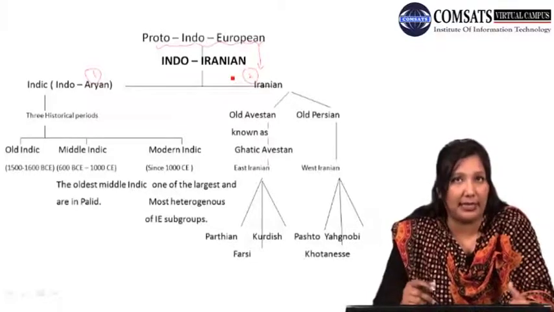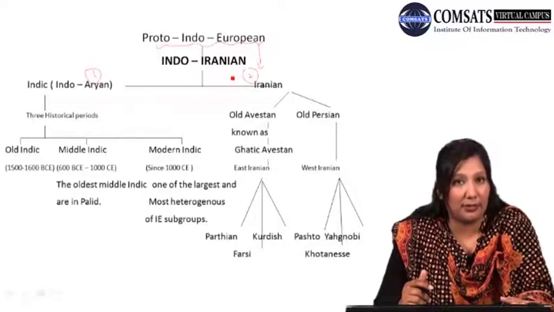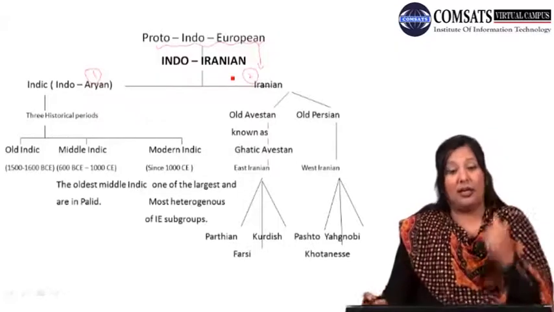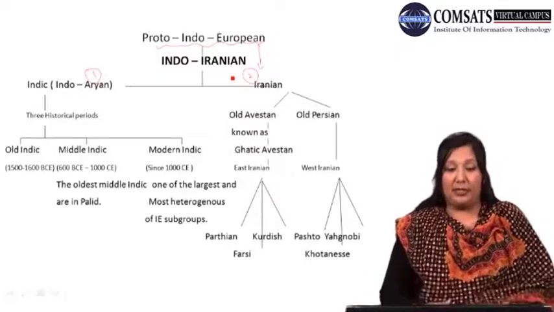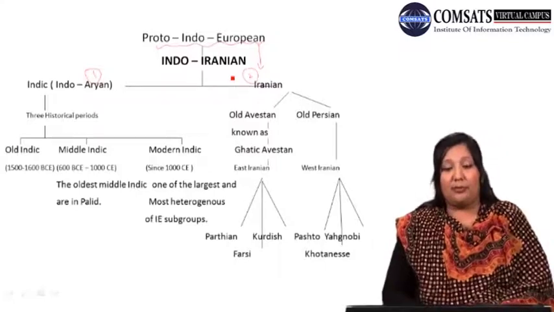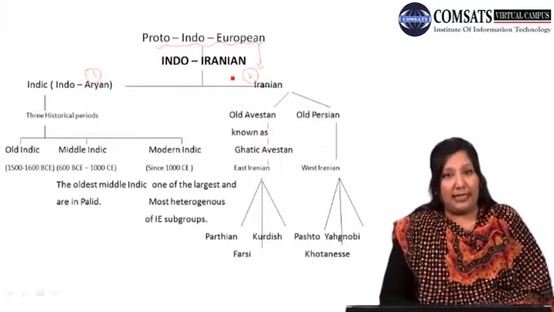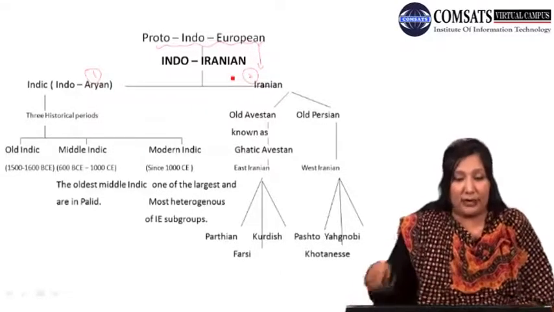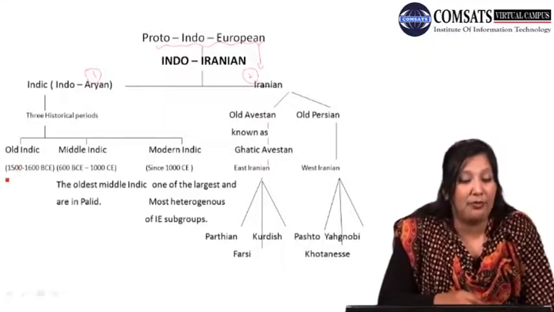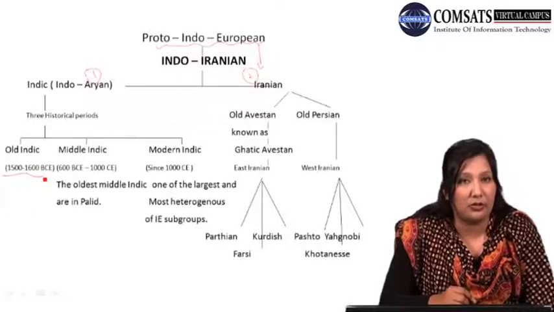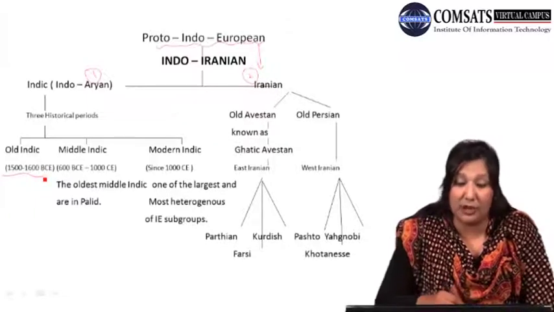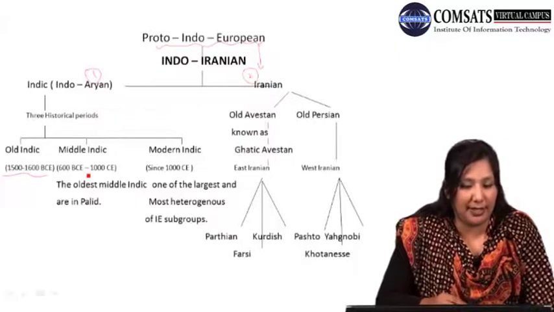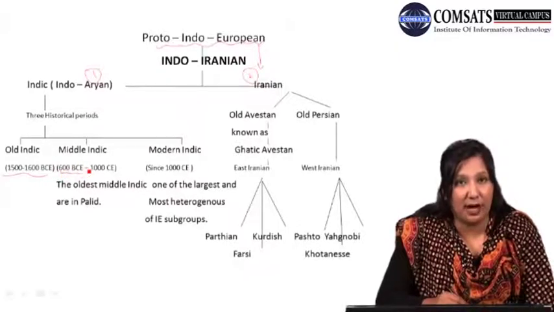Indo-Aryan collectively is also sometimes said to be the Indic language, and there are three historical periods that are really very famous in this. The three historical periods are Old Indic, Middle Indic and the Modern Indic period. Old Indic is a period that ranged between 1500 and 1600 BCE. Then the Middle Indic period, that was the Indo-Aryan period, we can also say, ranged between 1600 BCE and 1000 CE.